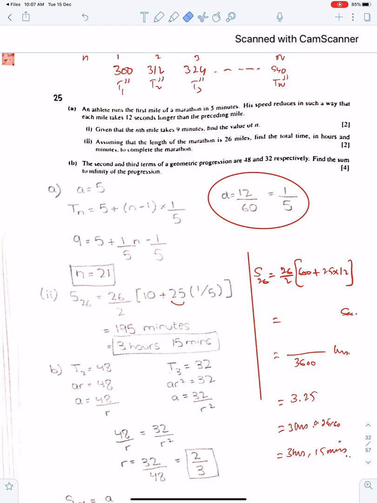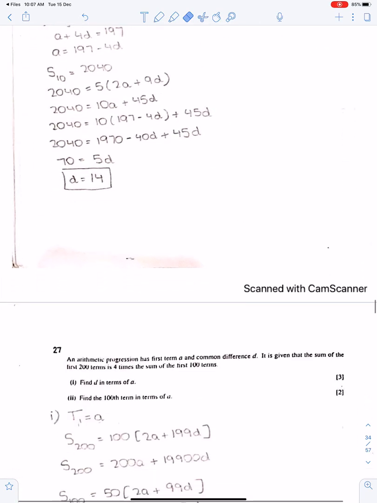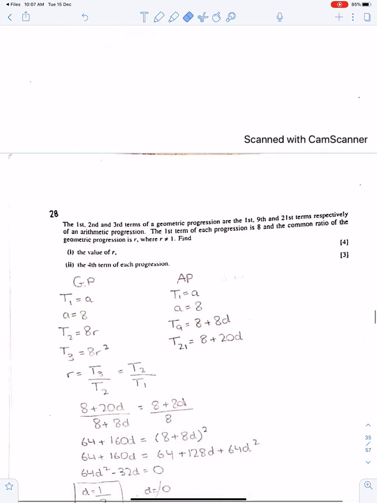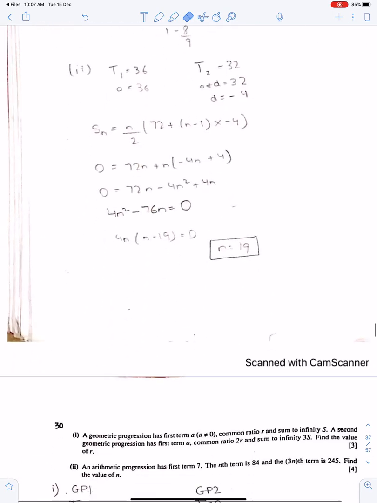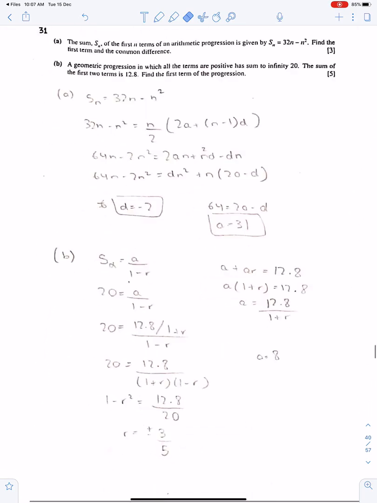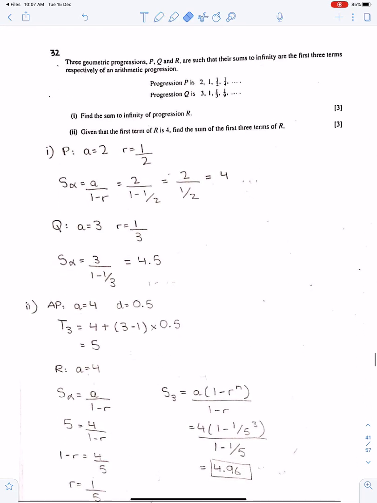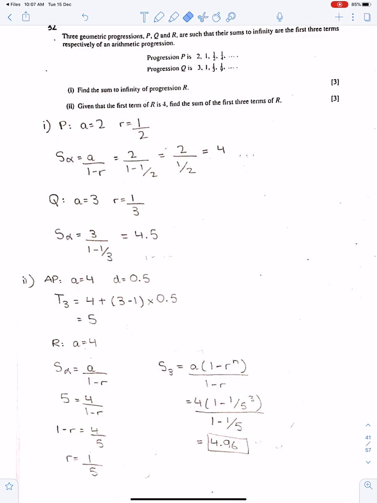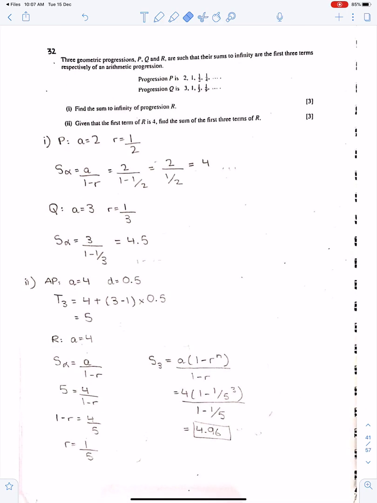The next part is simple. The GP part is simple. I'm leaving it as it is. Let me check if there is another important question. This question is very important. Let me discuss the solution of this question.